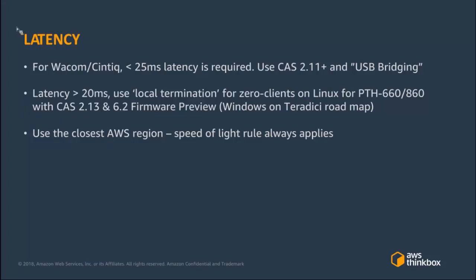Now, as always, you should use the closest AWS region for pure and simple reasons that no one can fix the speed of light. That rule always applies. But the great thing here is you have some options depending on the latency levels and the way in which you're actually going to connect to AWS to be able to run this. Now, let's have a look at those latency levels, now that we've got all that into perspective.